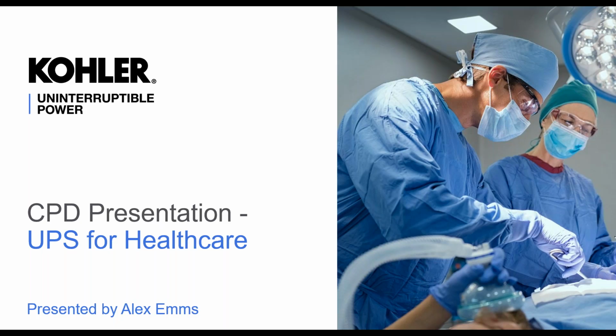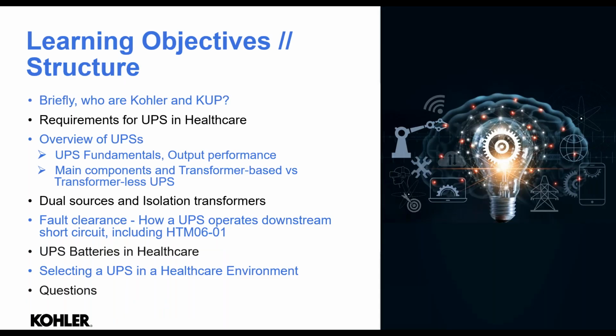So, as John has mentioned, we've got quite a lot to cover. There's a lot to do. Just have a very brief overview of Kohler and KUP. And we look at the requirements for UPS in healthcare and looking at the main parts of the UPS. We look at dual sources and isolation transformers, fault clearance, the requirements for batteries, and at the end we go through a summary of what you need to consider selecting a UPS in the healthcare environment. And hopefully we'll be able to get to as many questions as possible.